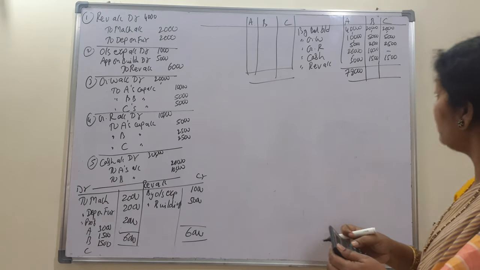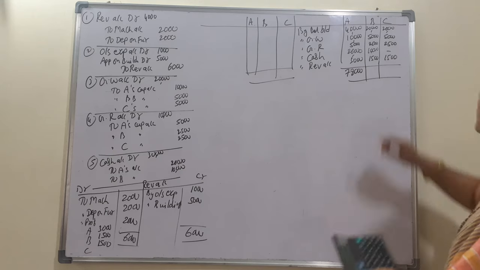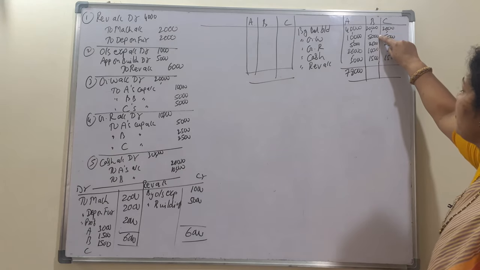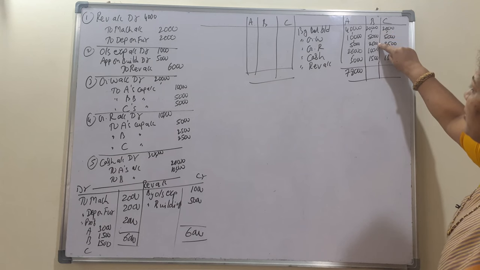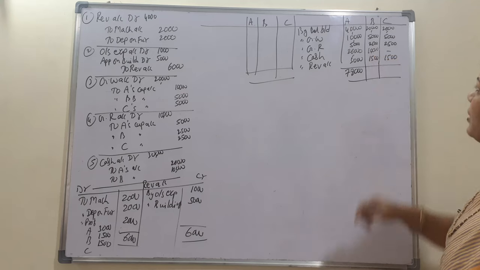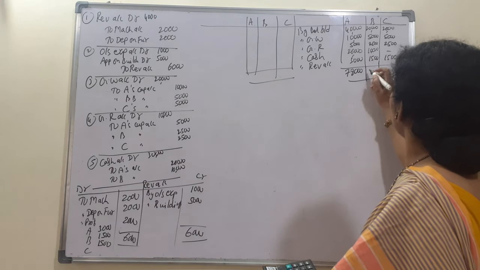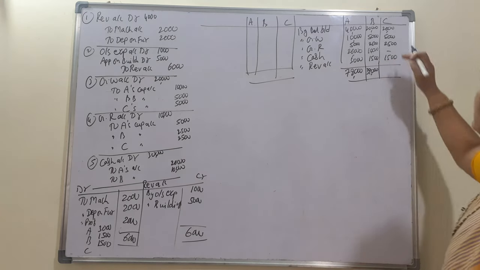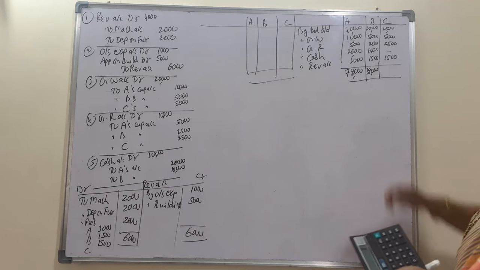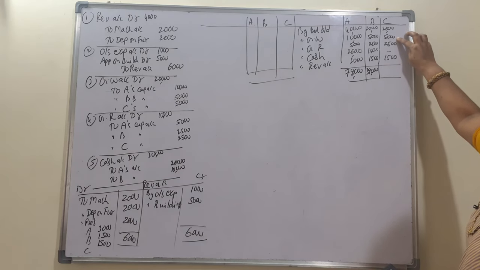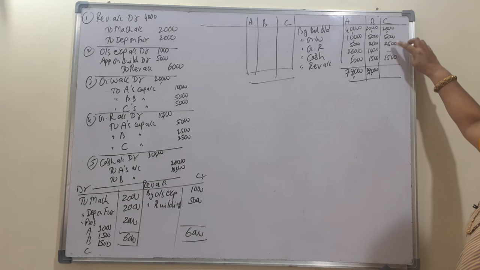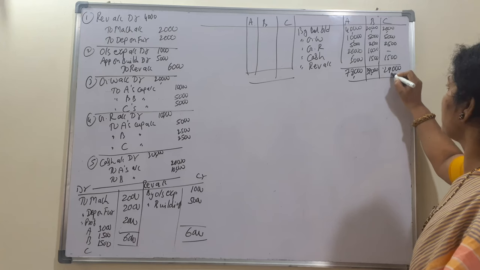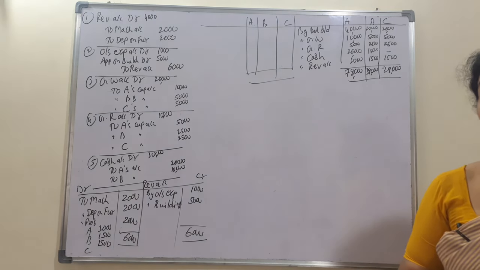And B's is here 20,000, 37,500, 38,000, 39,000. And C's is here 20, 25, and this together 4,000, 29,000. Now what to do?